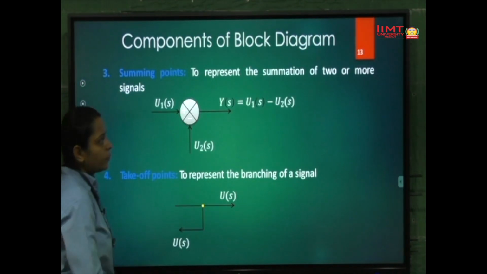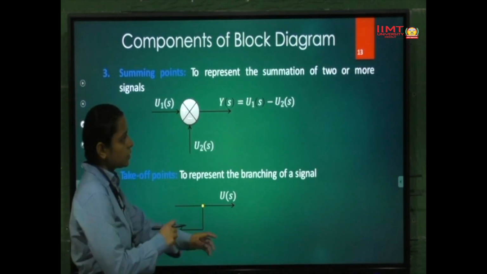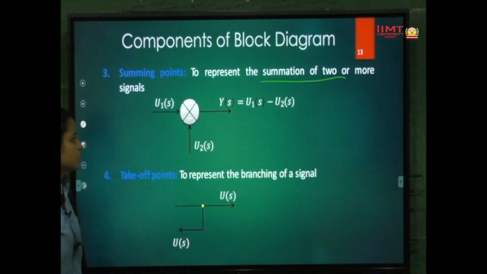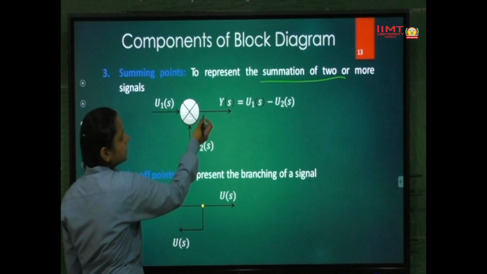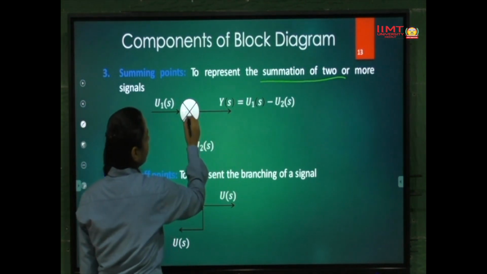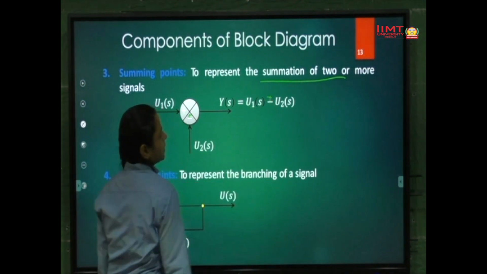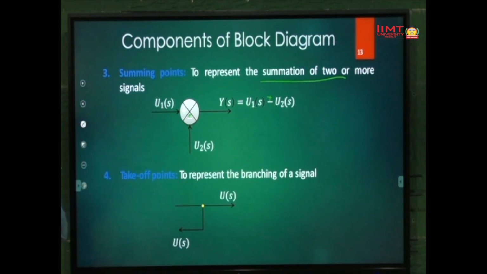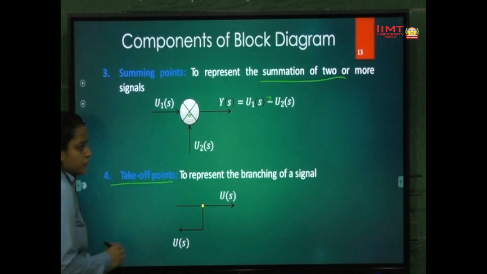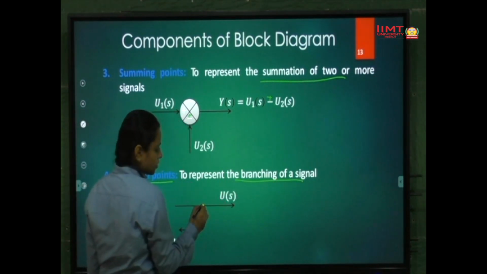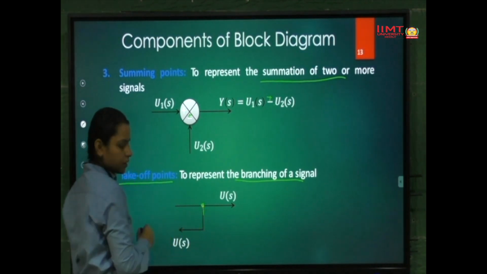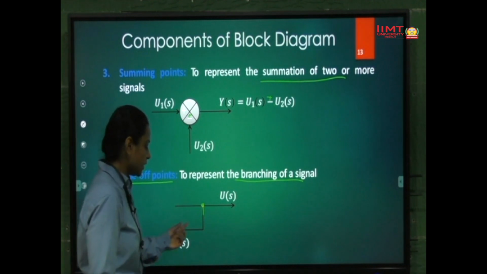Another component is the summing point, which represents the summation of two or more signals. If we have plus and minus here, then you can take U1 as positive and U2 as negative. If we have plus, we can have this plus here. So this is simply adding or subtracting the signals. Then another component is the takeoff point, which represents the branching of a signal. If we want to take any signal to another block, we can simply use a takeoff point.